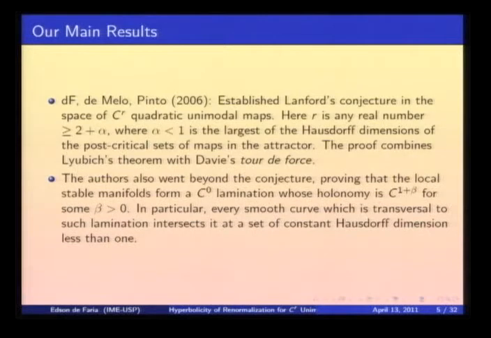We also go a little bit beyond the conjecture. We prove that the local stable manifolds of maps in the attractor form a C0 lamination, which has a sort of nice holonomy, smooth holonomy, C1 plus beta for some beta greater than 0. And in particular, if you take any smooth curve of unimodal maps that cuts this lamination transversely, it intersects it at a set of constant Hausdorff dimension less than 1, which really means that these maps, these infinitely renormalizable maps, they form a very small set in this family. Okay?